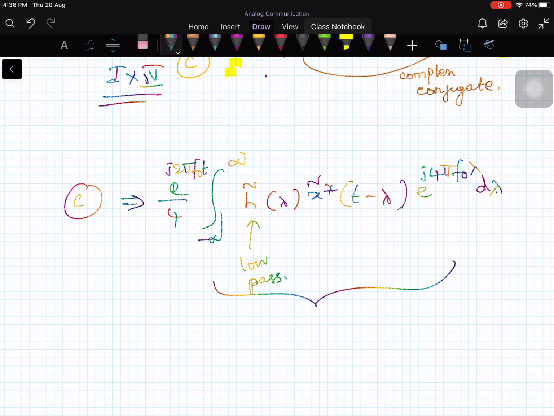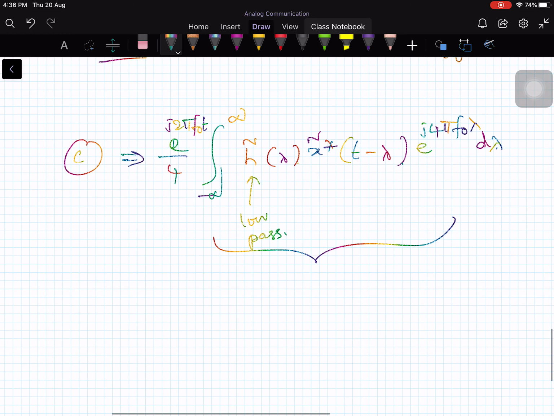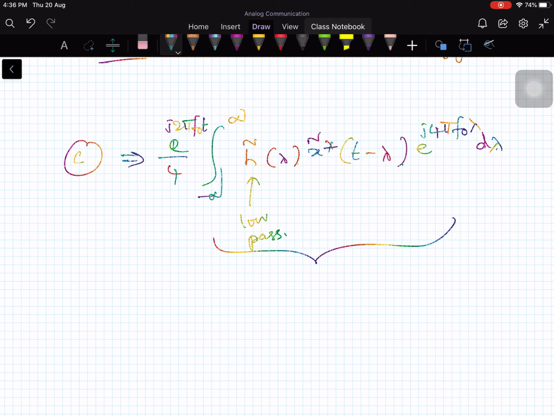Think for a while, because mathematically you cannot solve this. You need to think conceptually so that you can get the result. Now, let me use some other color.